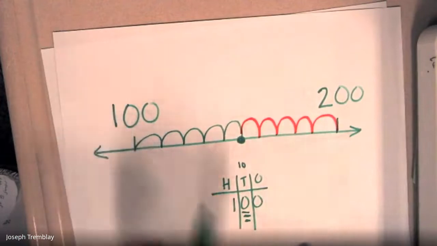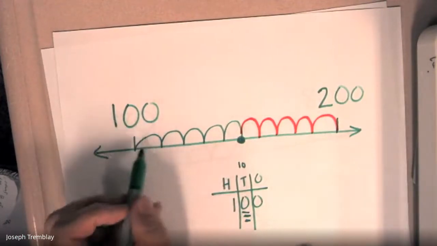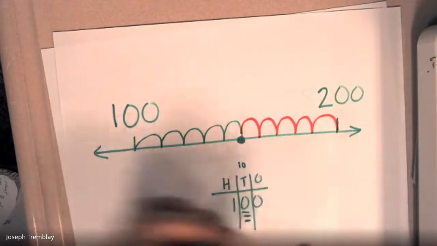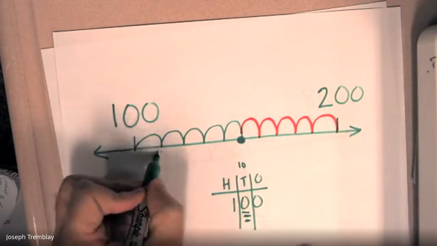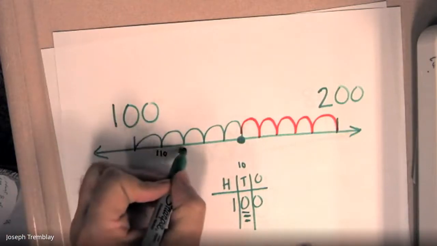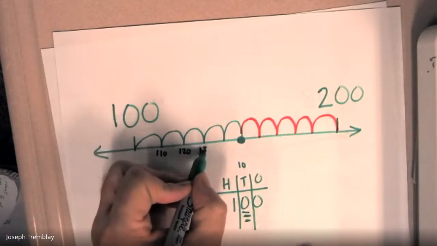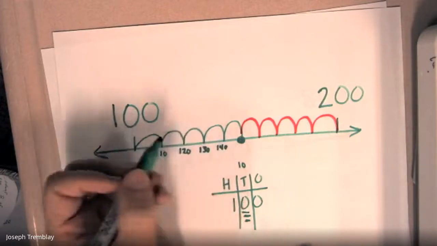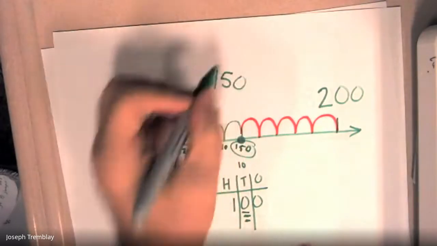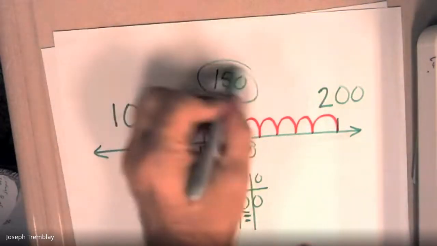So we're counting by what? By tens. So that'd be 100. And now each one is not going to be 1, 2, 3. It's going to be 100 plus 10 is 110. And 10 more is 120, 130, 140, 150. Our answer here was 150 is our midpoint.